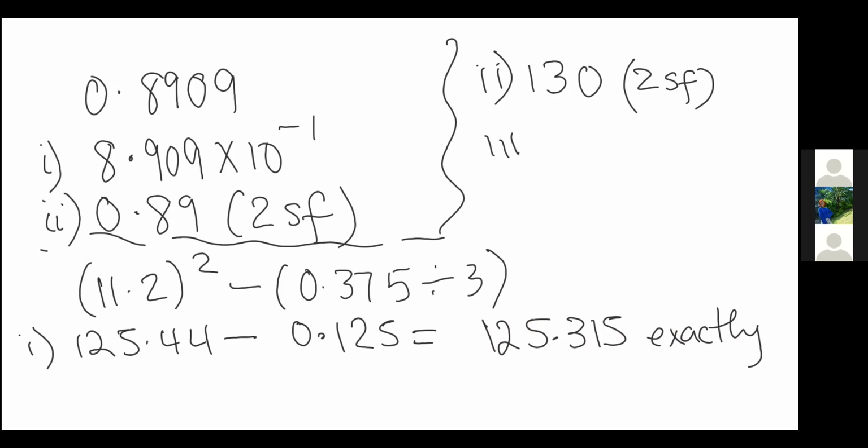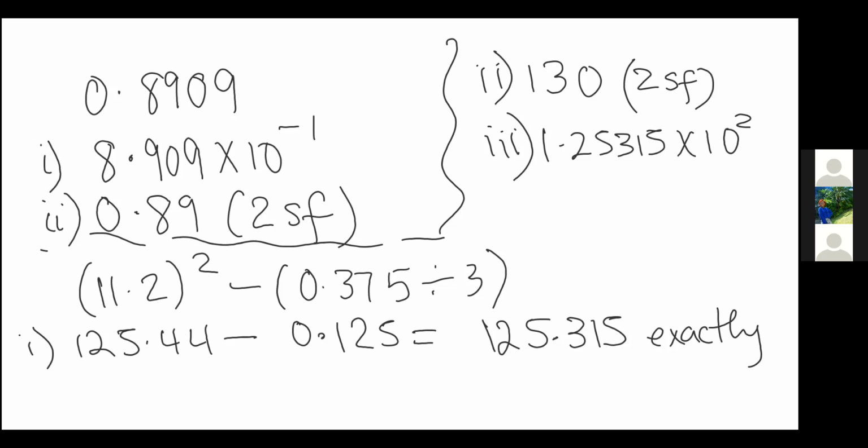And now part 3. In standard form, again, we go back to the exact answer. We're going to put our point between the 1 and the 2. So that's going to be 1.25315 multiplied by 10. We moved it 2 places left, so positive 2. And that is standard form.